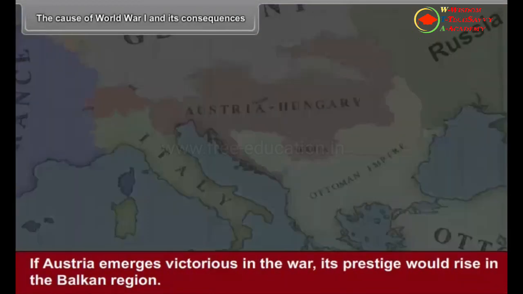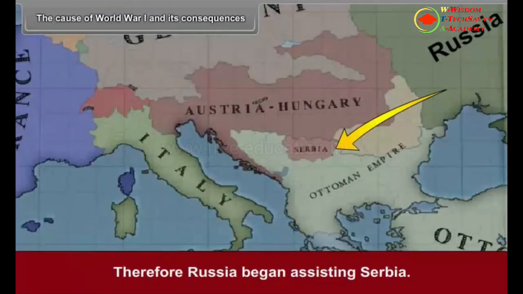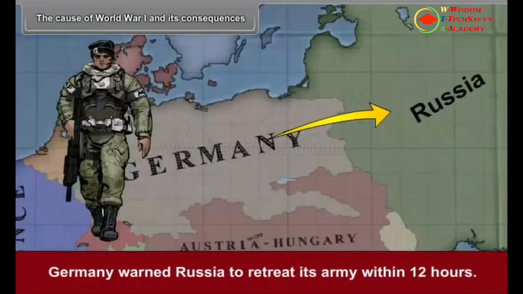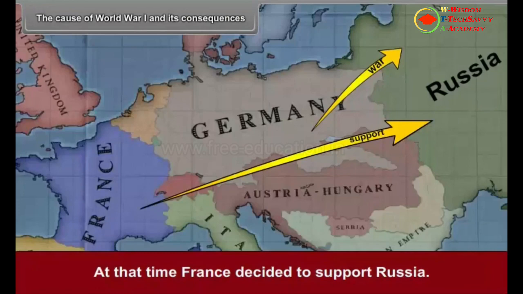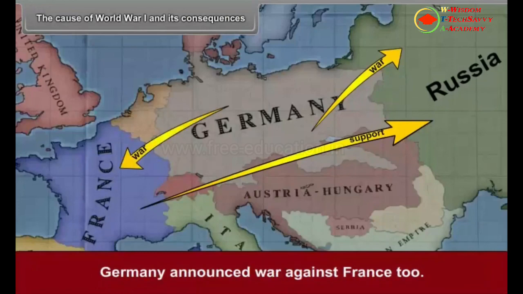If Austria emerged victorious in the war, its prestige would rise in the Balkan region. Therefore, Russia began assisting Serbia. Germany warned Russia to retreat its army within 12 hours. Russia did not heed the warning, and Germany declared war on Russia. At that time, France decided to support Russia. Germany announced war against France too.